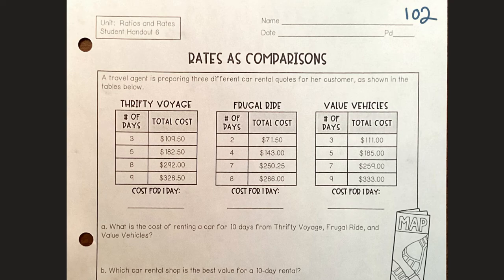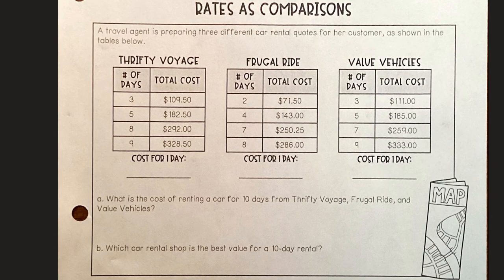Now, because they give us our rate of days to total cost, we have to find our unit rate down here. It says cost for 1 day. And the way that we find our unit rate, based off of yesterday's lesson, is we take your total cost and then you divide it by your number of days, because your question asks for cost for 1 day. So your cost comes first. For time's sake, I'm just going to go ahead and give you what that would be.